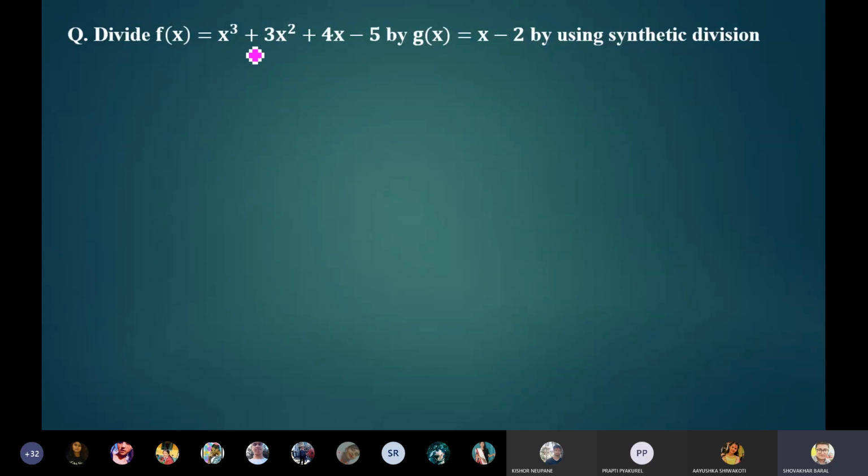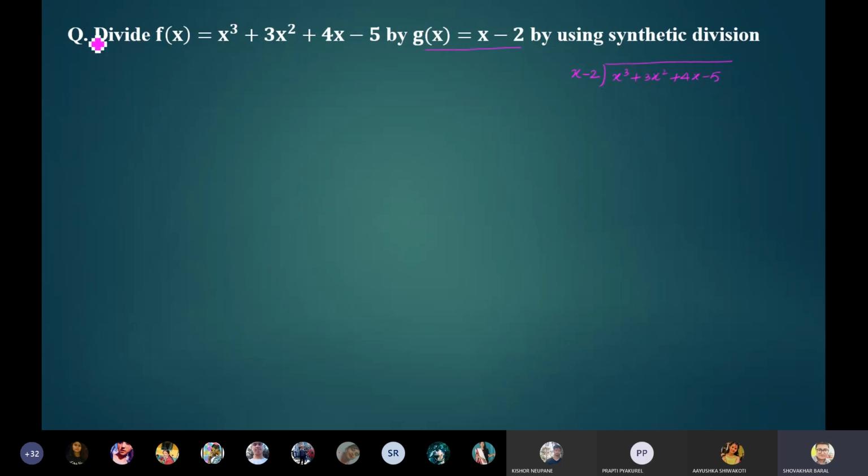Divide f(x) equals x cube plus 3x square plus 4x minus 5 by g(x) equals x minus 2 by using synthetic division. I'll try to elaborate it again. Just try to write along with me. Let me remind you again: this x minus 2 is the divisor, and the polynomial x cube plus 3x square plus 4x minus 5 is the dividend. We are going to find the remainder and the quotient by using synthetic division.